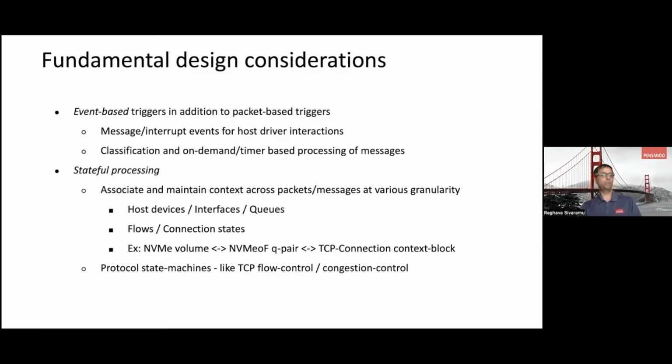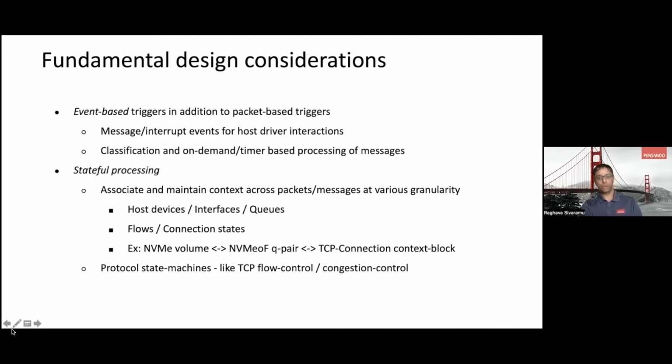The granularity could be the messages pertaining to a specific host device, a specific host interface, a queue, or a sub-granularity of queues within a device. It could also be based on flows and connection states, where you have to keep track of them, for example in a connection tracking feature where you classify the traffic into different connections and maintain or update TCP connection states across multiple packets for a given connection.